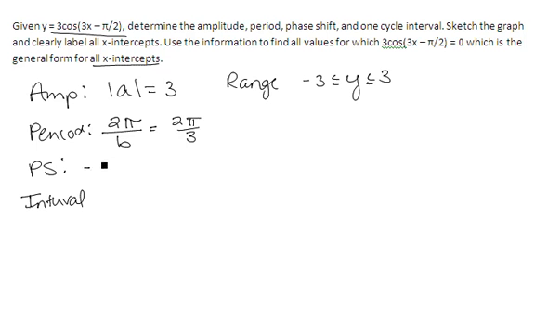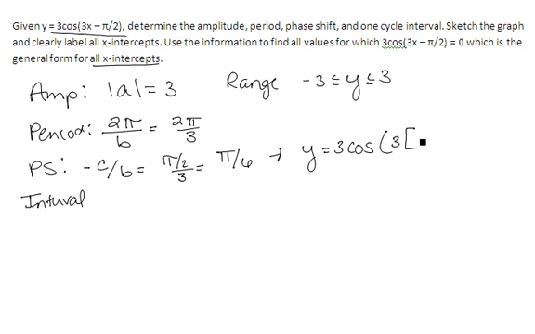Our phase shift is given by the opposite of c over b, which in our case is pi over 2 divided by 3, which would give us pi over 6. We could also see this phase shift if we factored out the 3 inside that parentheses. If I factored out the 3, I'd be left with x minus pi over 6. Again, giving us that phase shift in a different format.